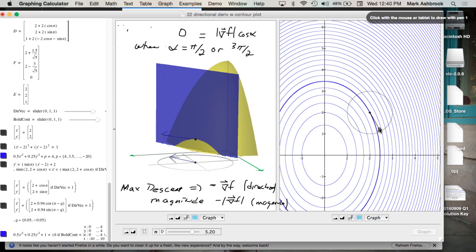So the direction of the gradient gives max rate of change. Pi radians to that gives least rate of change. And then orthogonal to those two is 0 rate of change, both directions. Right? So pi over 2, 0. 3 pi over 2, also 0.